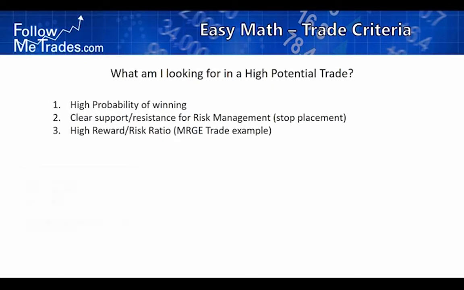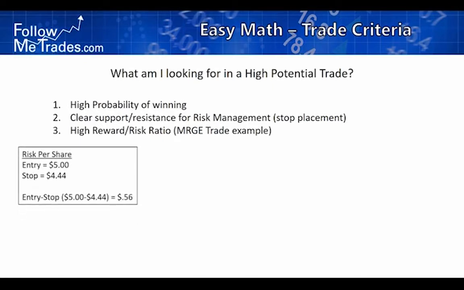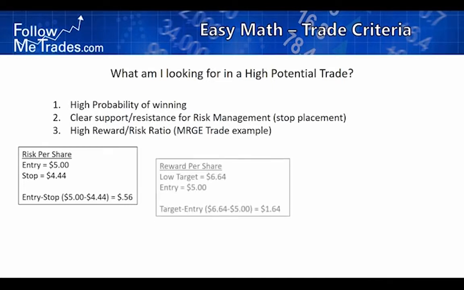Okay, so here are just quick examples of the math. First thing I do is calculate risk per share. I never go into a trade without a clear entry price and a clear stop price, right? All you do is take the entry minus the stop on a long trade, and that gives you the risk per share. In this example, this was Merge Healthcare: $5 entry, $4.44 stop, so the risk per share is 56 cents, right?